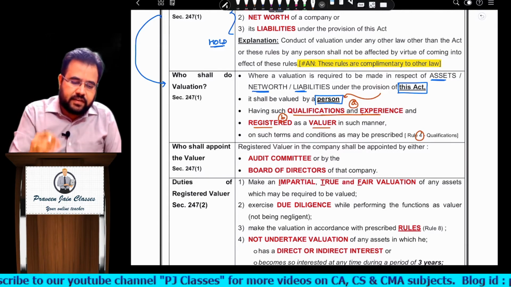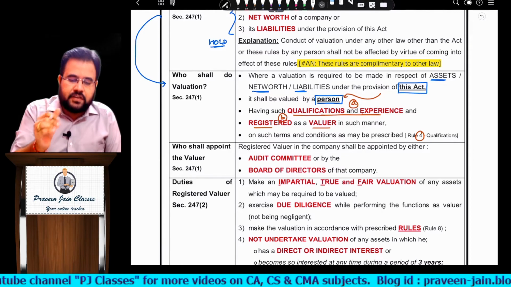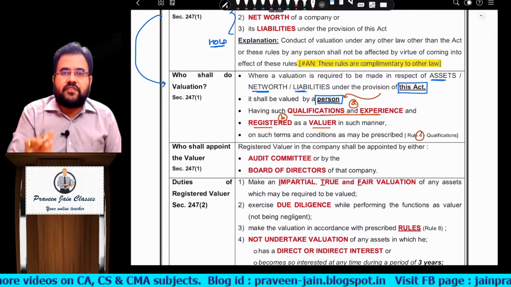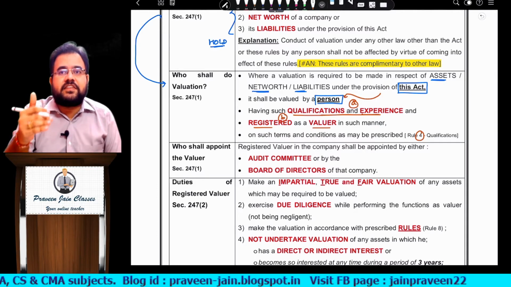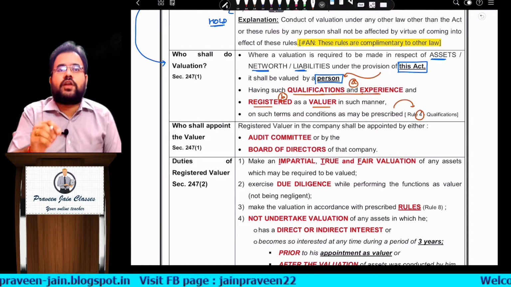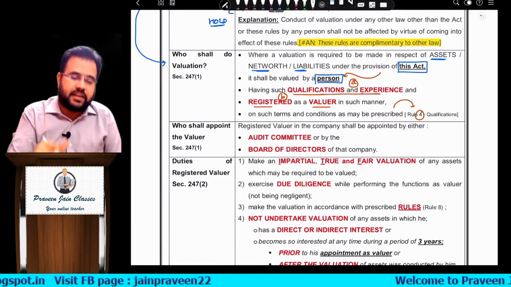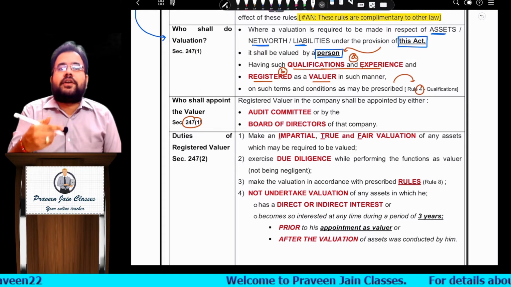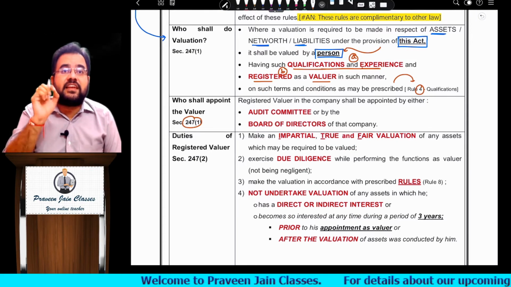Therefore what they are saying, sir, is that valuation will be done by a person having requisite qualification and experience, registered as a valuer on such terms and conditions in such manner as may be prescribed. And where it is prescribed, sir, rule number 4 is talking about experience, qualification, education, etc., sir. Very good, sir. Next point, sir, who will appoint this valuer, sir? So who will appoint this registered valuer, sir?